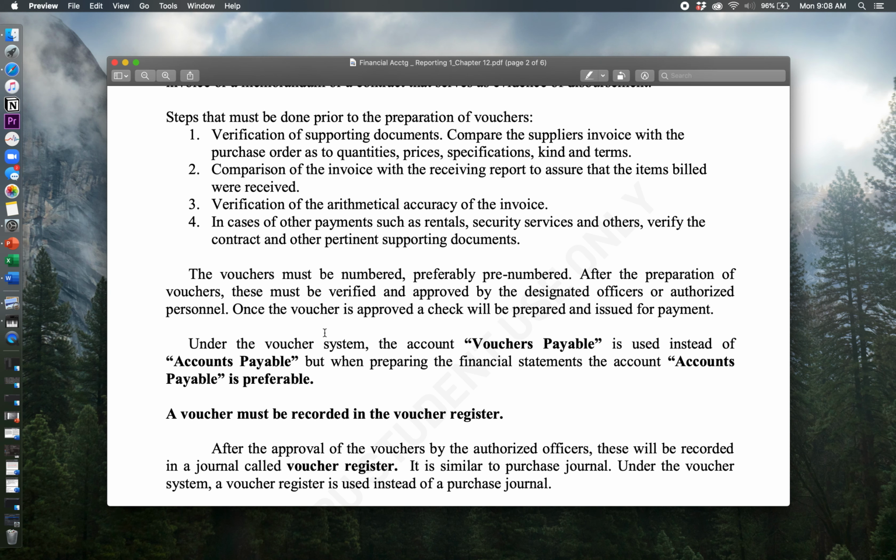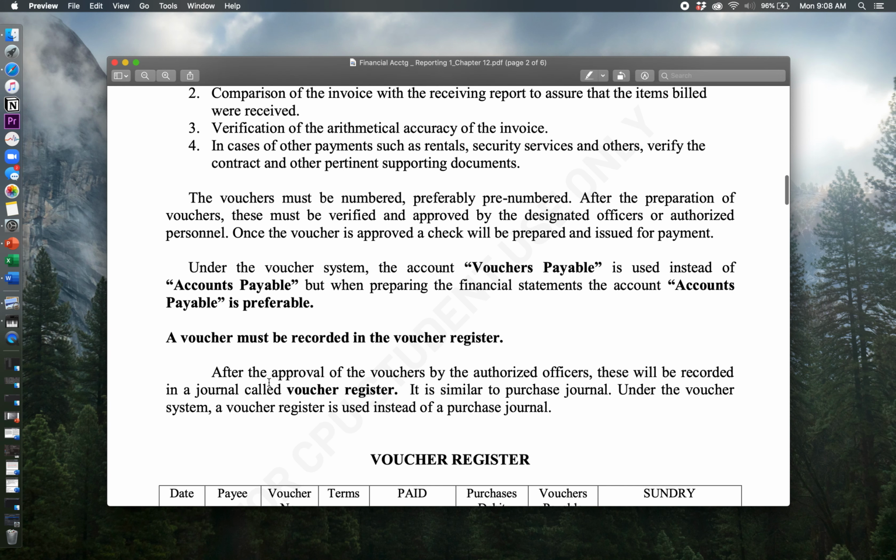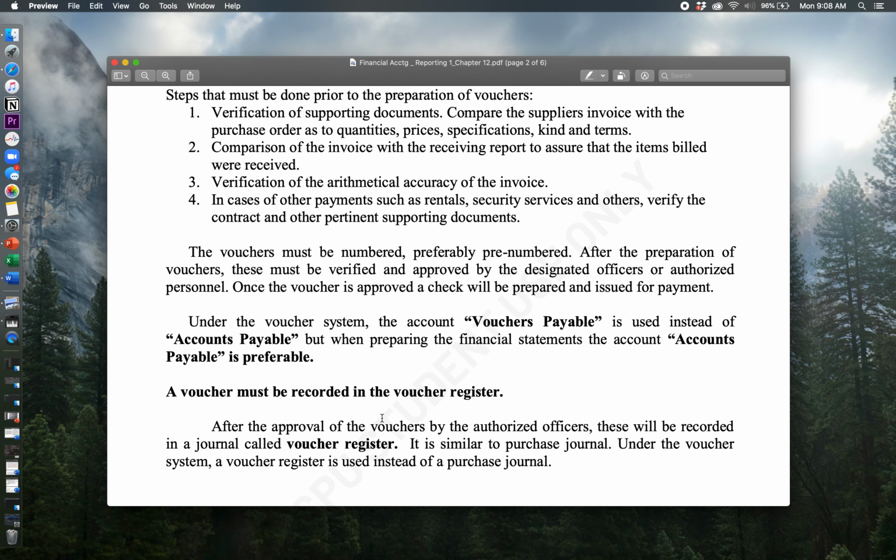Under the voucher system, the account vouchers payable is used instead of accounts payable. But when preparing financial statements, accounts payable is preferable. So we don't usually use vouchers payable, guys. When we prepare the FS, accounts payable is still preferred. A voucher must be recorded; that was just a review. After the approval of the voucher by the authorized officers, this will be recorded in a journal.